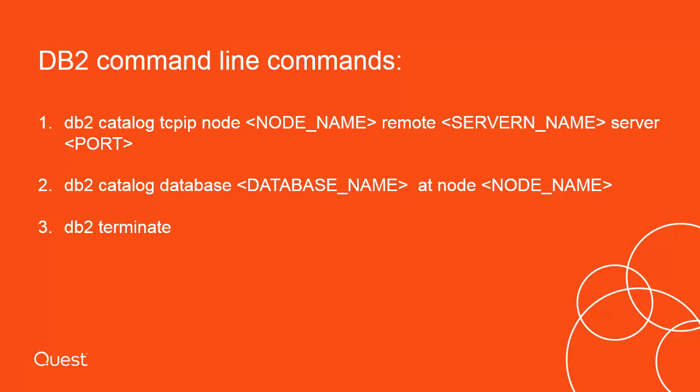To catalog your database, there's only 3 steps and 3 commands that you need to run. The first step is to go ahead and catalog the TCP/IP node. Once that's done, we want to go ahead and catalog the database itself and associate it to this node. And then lastly, we want to run the terminate command in order to refresh the directory to ensure that everything shows up. If you want to copy down the command, please pause this video at this point.